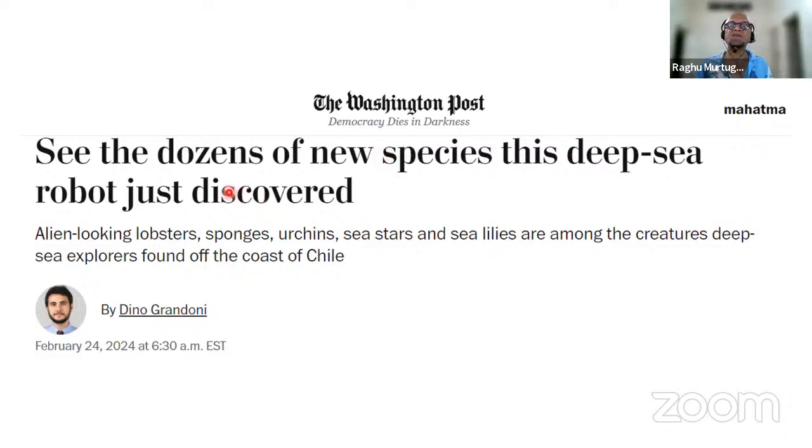So this is some exciting news, for example. See the dozens of new species this deep sea robot just discovered. This is just from February 24, 2024, off of New Zealand.